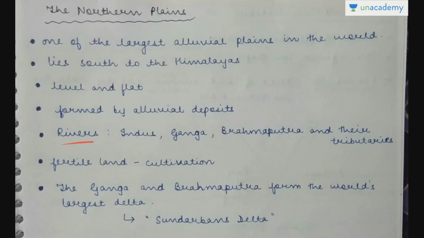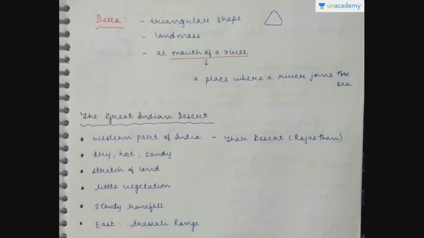The river deposits, which are brought by the rivers Indus, Ganga, Brahmaputra and their tributaries, create fertile land which is very good for cultivation and agriculture purposes. Then the Ganga and the Brahmaputra rivers form the world's largest delta, which is known as the Sundarbans Delta. Now we will see what a delta is.